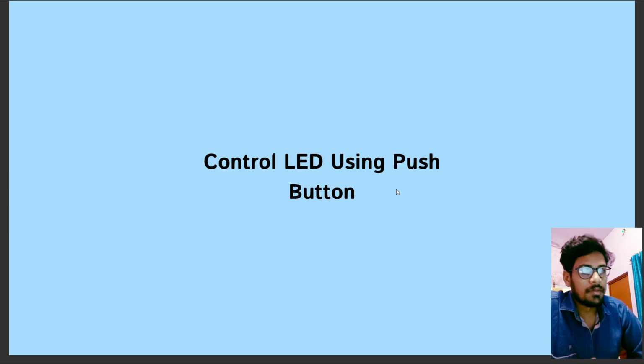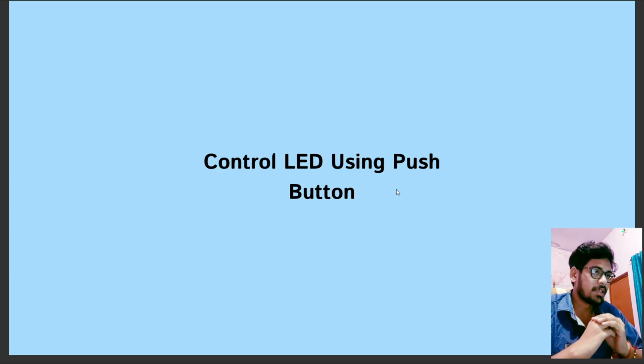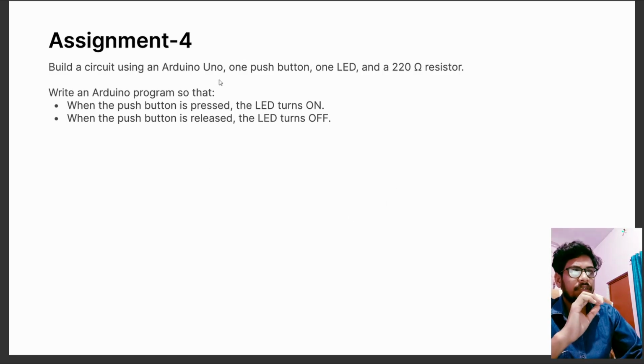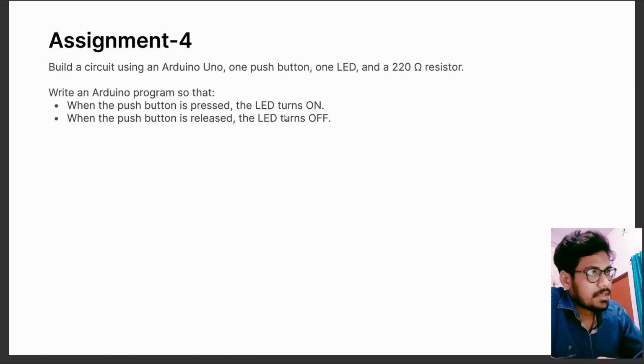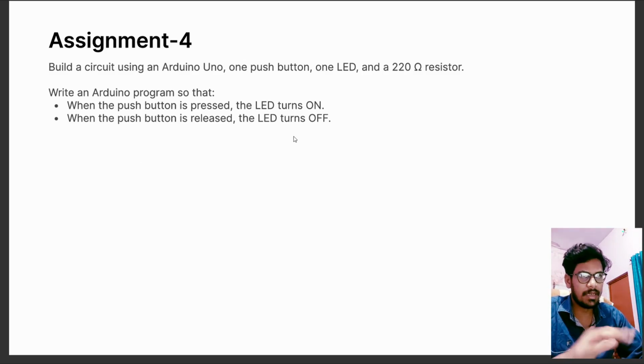Now comes controlling an LED using a push button. Some students get confused by the push button, so let's understand. The assignment is to build a circuit using an Arduino Uno, one push button, one LED, and a 220 ohm resistor. Write an Arduino program so that when the push button is pressed, the LED turns on. When the push button is released, the LED turns off. This is a basic assignment.